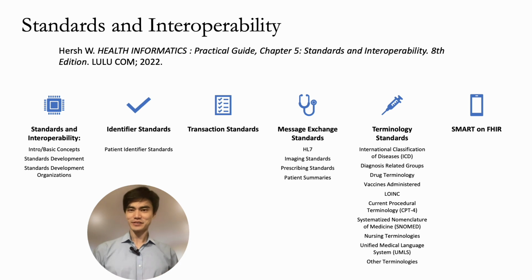Okay, so that was basically the introduction to Standards and Interoperability, Chapter 5 by Dr. Hersh. I hope it gave you a bird's eye view of why standards are important for interoperability. Dr. Hersh goes into other standards, for example identifier standards, transaction standards, message exchange standards, terminology standards, and SMART on FHIR. These are all different important topics covered in this chapter, and I hope to cover these in the next videos. Hopefully that was helpful, and I'll see you in the next video. Thank you.